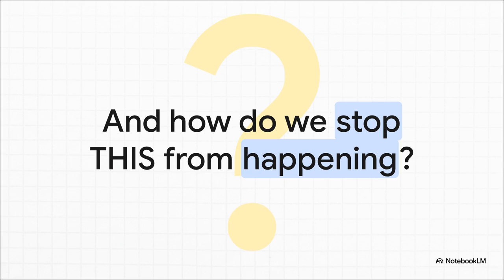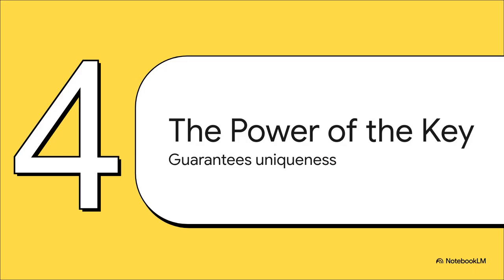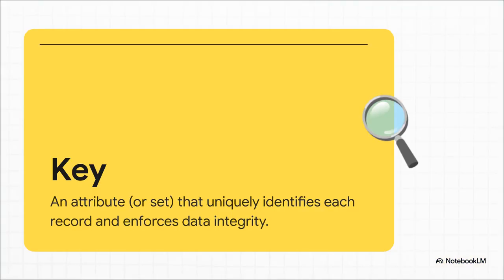We need a rule. We need a guardian. And that brings us to the hero of our story, the key. This one simple concept is the solution to both of our big problems, finding the exact data we want and stopping those duplicates from ever happening. So what is a key? It's basically a special rule we apply to our table. We pick a column, or sometimes a few columns together, and we declare that the value in that column must be unique for every single row. Its first job is to give each record a unique address, which solves our Finding Bob problem. And its second job, because it forces uniqueness, is that it automatically prevents those dangerous duplicates.